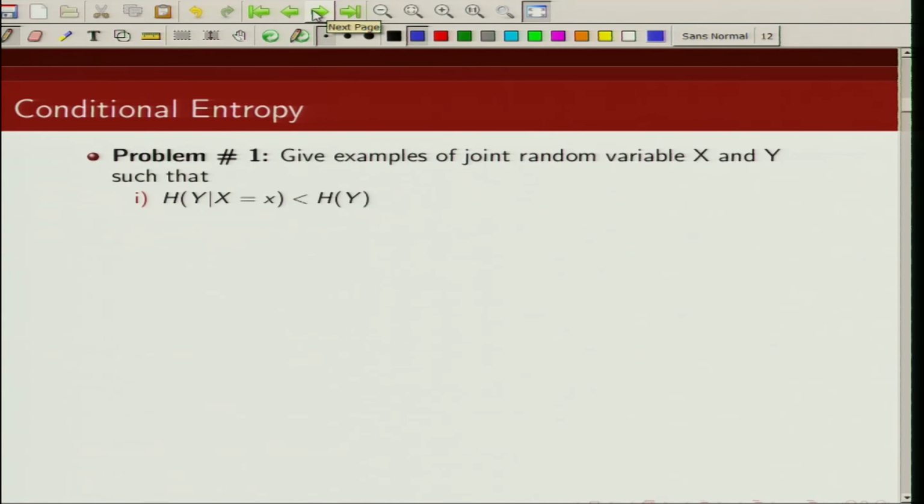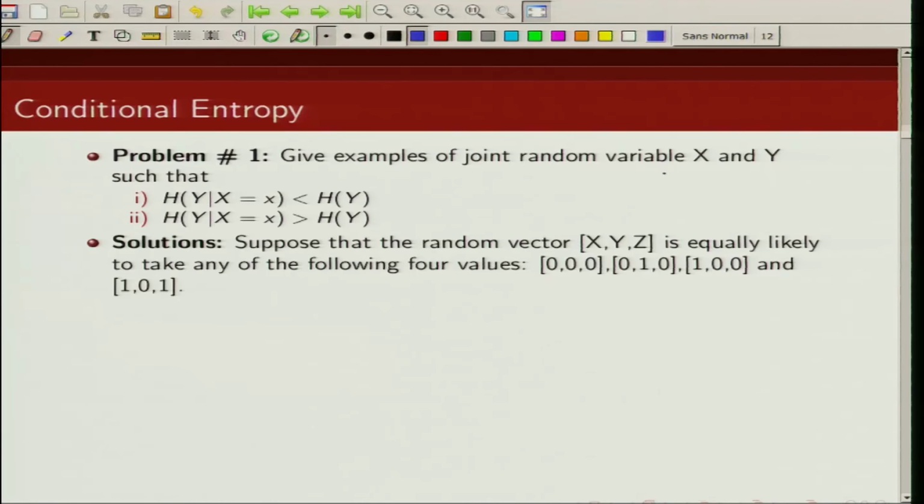Give examples of joint random variables x and y such that the conditional entropy of y given a particular instance of x is less than or equal to the uncertainty in y, and the uncertainty in y given a particular instance of an event x that has happened, that entropy, is greater than the entropy of y. So let us take an example to illustrate this.